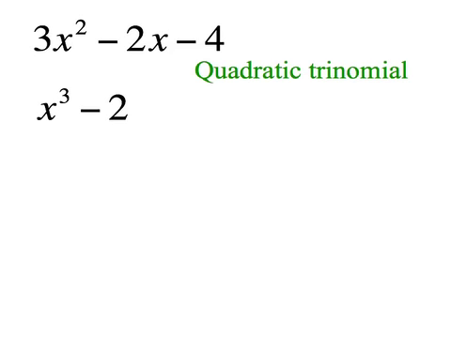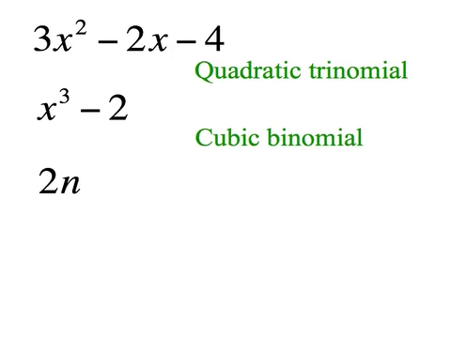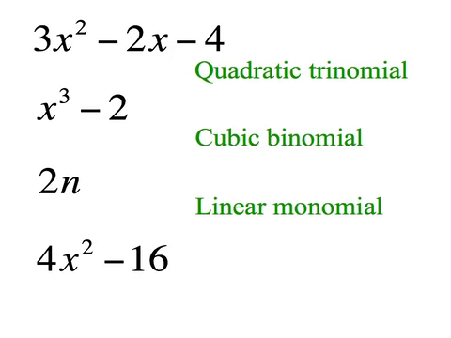It has 2 terms, and the exponent is 3, so it is a cubic binomial. This one just has 1 term, no exponent higher than 1, so it's a linear monomial. And finally, 2 terms, degree 2, this is a quadratic binomial.